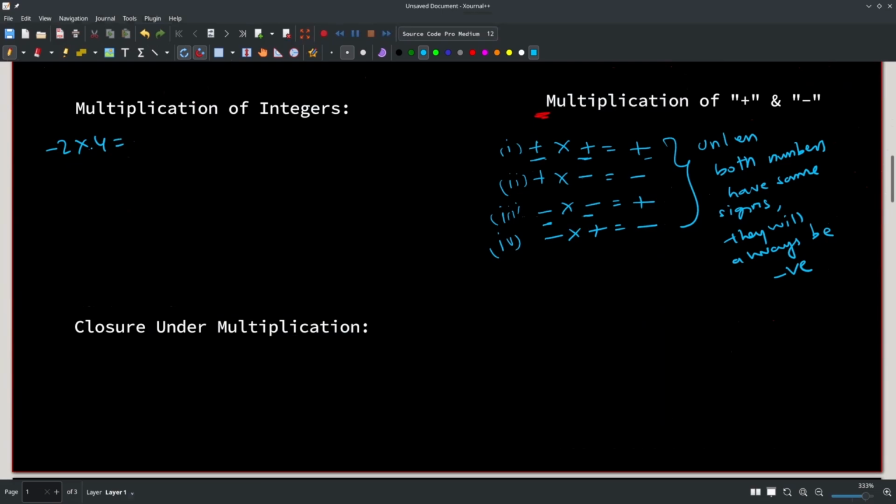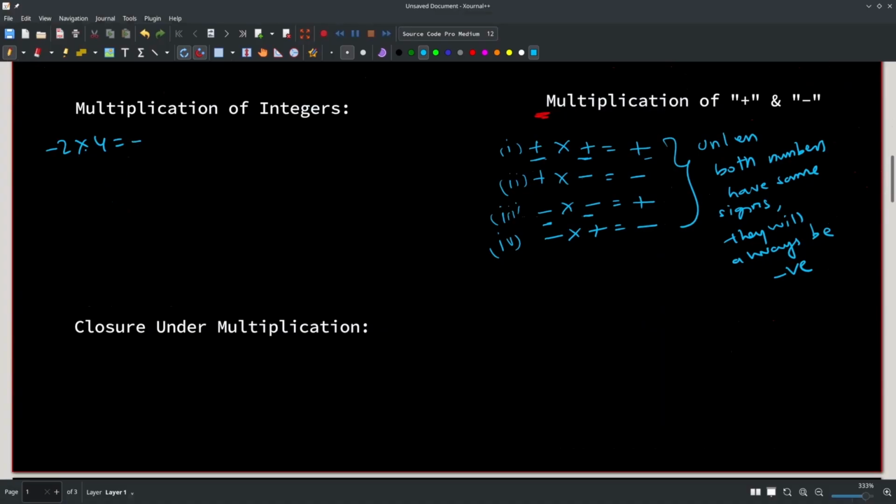There's a negative sign and there's a positive. When there's no sign over here, that means it's a positive. So when there's a negative sign, it's a negative. When there's no sign or a plus sign, it's a positive. So you have a negative sign over here and a positive sign over here. Therefore, you don't have same signs. Hence, the answer is going to be negative.